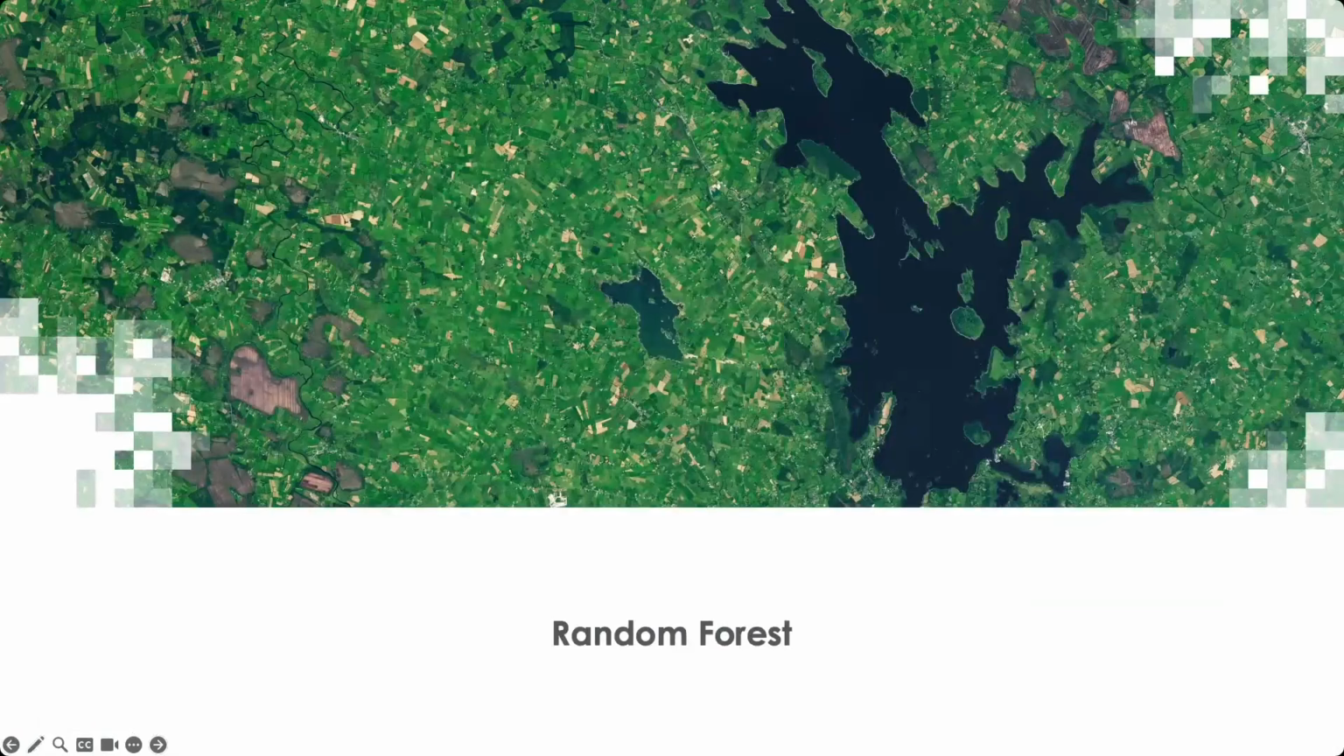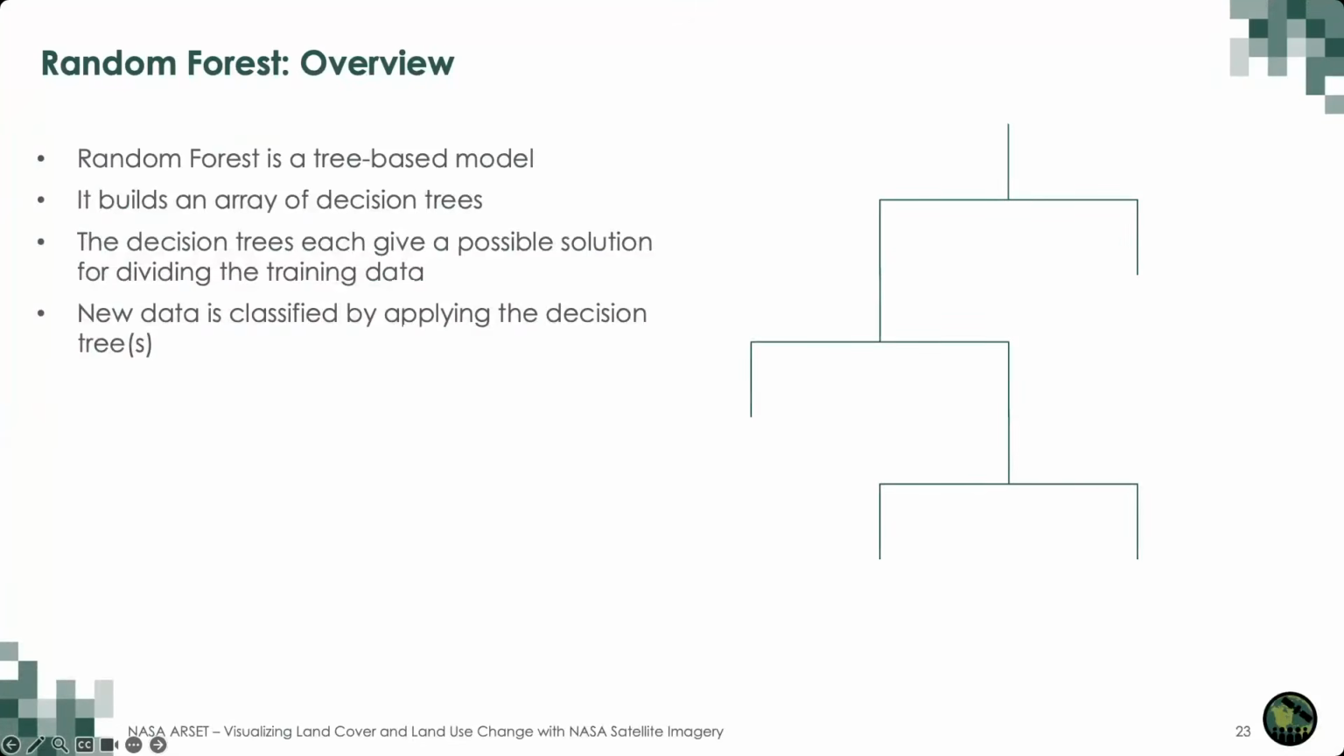We'll now shift our focus and explore random forest models and lay the groundwork for making our own random forest model in R. Random forest is a tree-based model, which means that it works by creating decision trees. The decision trees explain possible ways to divide the data based on binary true-false filters. New data is classified by applying the decision trees, which work to split the training data most accurately.